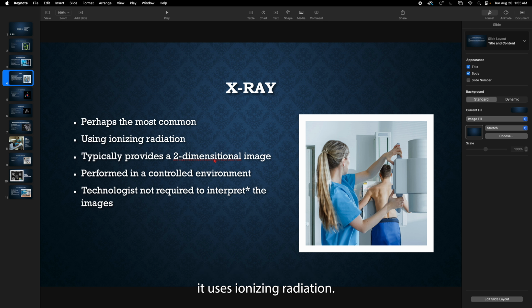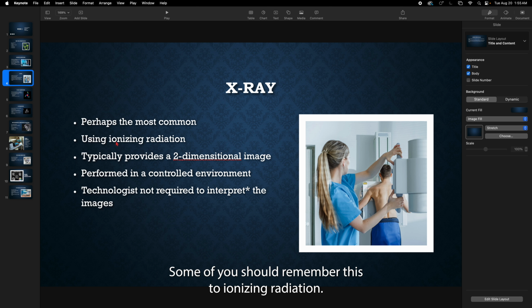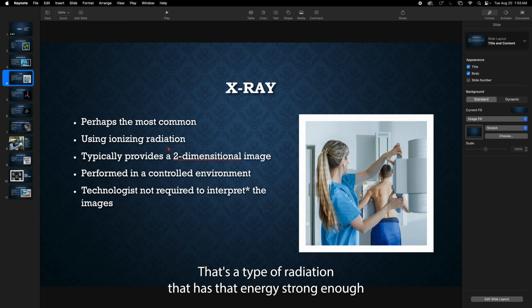It uses ionizing radiation. Some of you should remember this. So ionizing radiation, that's a type of radiation that has the energy strong enough to knock off electrons or to create ions in your body, right? So in essence, it is kind of damaging your cells, but it uses ionizing radiation. All that means is it has the power to create ions.